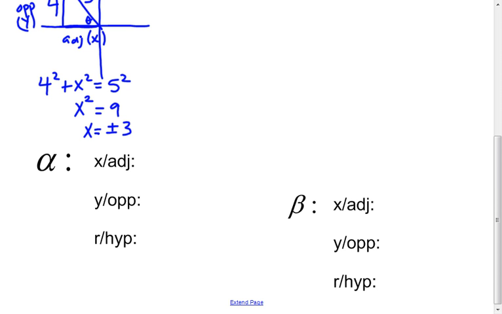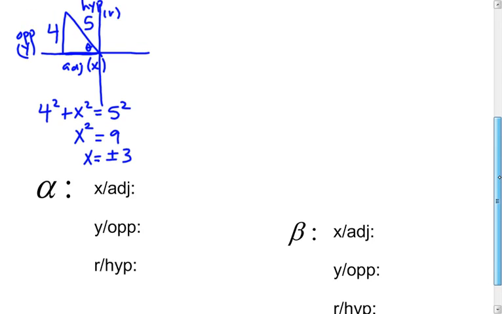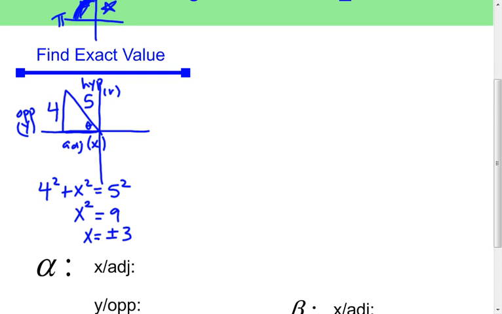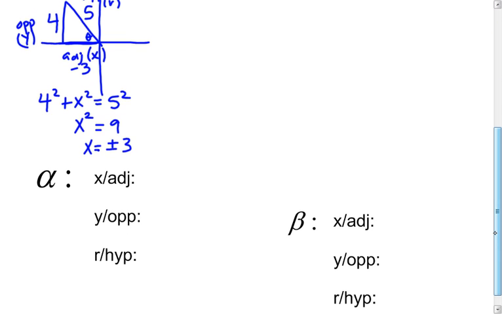And that's why you need to know what quadrant you're in. In this case, I am in quadrant 2, and I know that my adjacent, or my x values, in quadrant 2 have to be negative. So I know that that's actually negative 3 right here, and not positive 3. So here we go. My x value was negative 3. My y value, or my opposite, was 4, and my radius, or my hypotenuse, is 5.